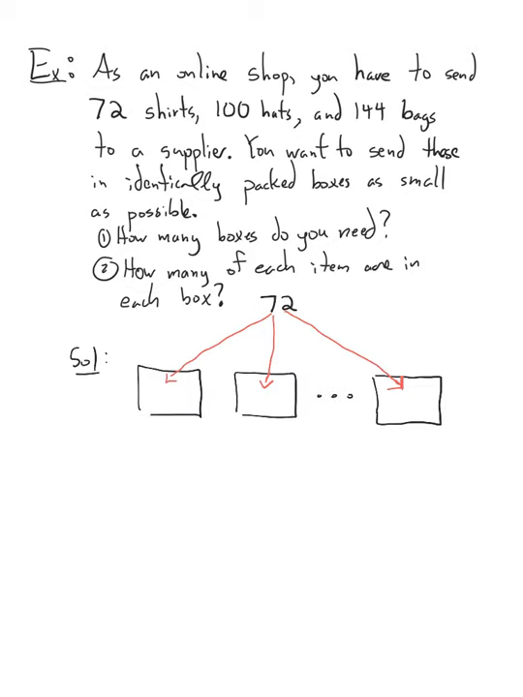Okay? But we also want to do it with our 100 hats. So we need to divide our 100 hats into these boxes as well. So it needs to be a divisor of 72 and 100. It needs to be a common divisor. So hopefully you can see what's going on here. And same with 144. So we need to divide 144 bags into our boxes as well.